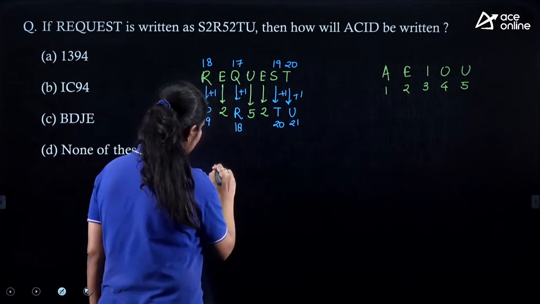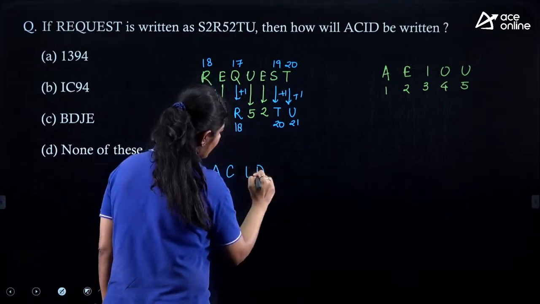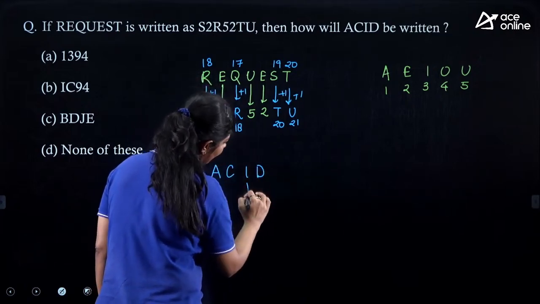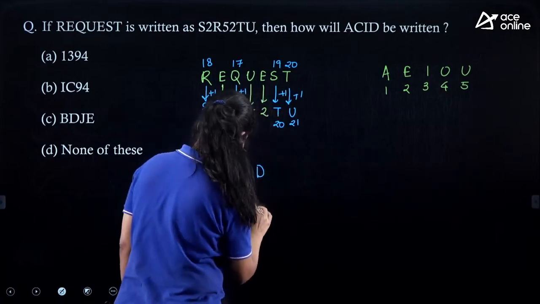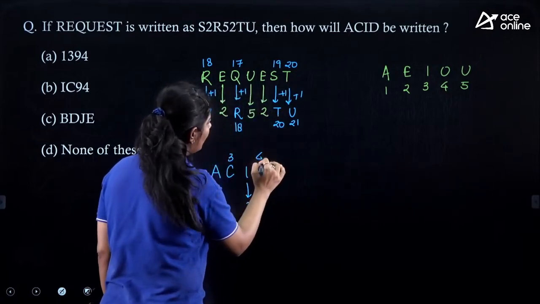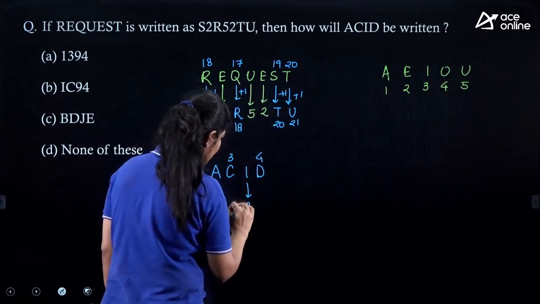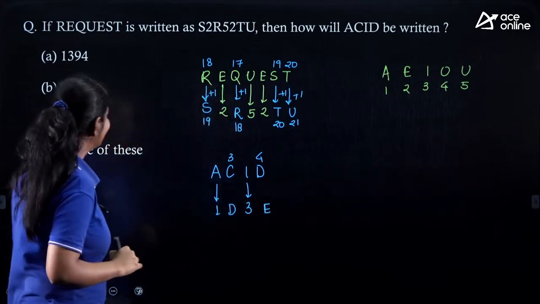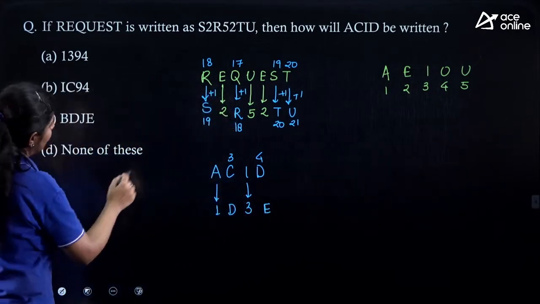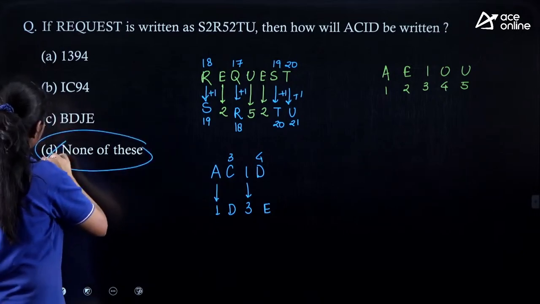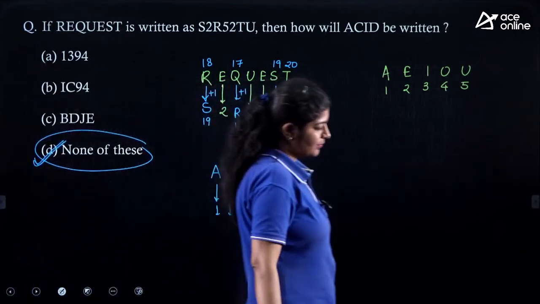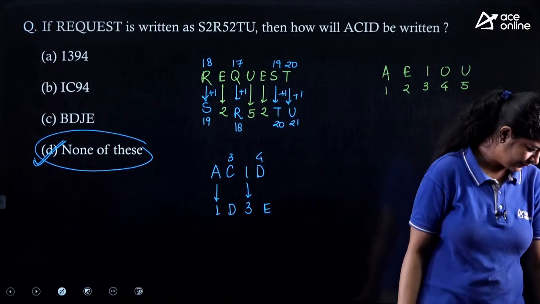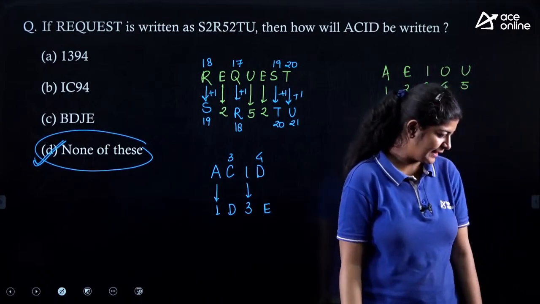Now we need to code acid. So here we have to use 1 for A and for I we have to use 3, right? For C and D we simply need to add 1, so it will become D and it will become E. 1D, 3E. That means option number D, none of these. Option number D is the correct one, right? Option number D is the correct one.